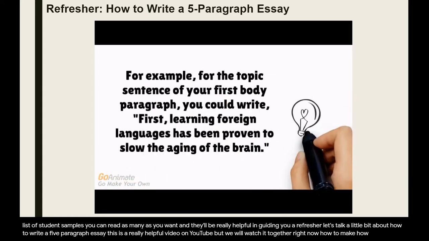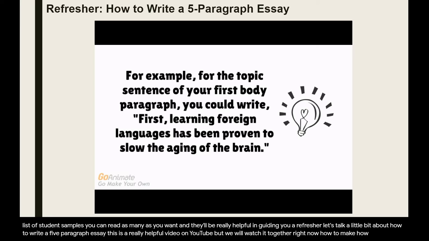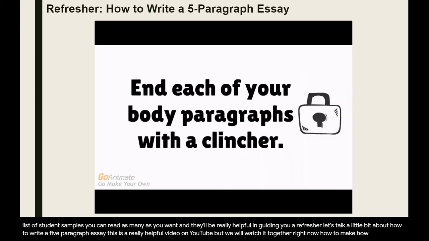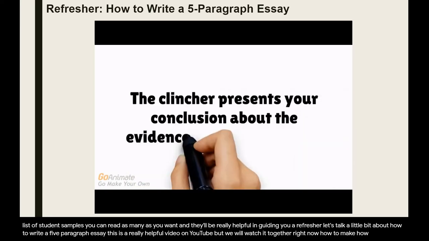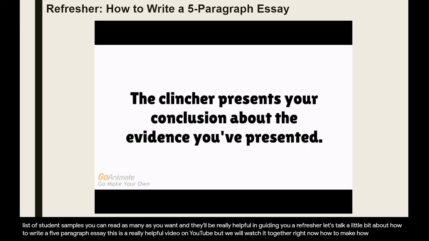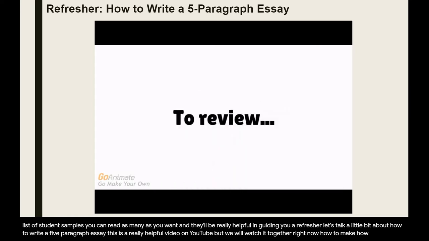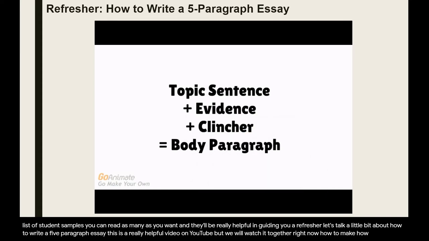For example, for the topic sentence of your first body paragraph, you could write, "First, learning foreign languages has been proven to slow the aging of the brain." Next, present the evidence that supports your topic sentence: quotes, stories, facts, etc. End each of your body paragraphs with a clincher. The clincher presents your conclusion about the evidence you've presented. Use concluding words to begin the sentence, for example, ultimately, thus, consequently, therefore. Topic sentence plus evidence plus clincher equals body paragraph.